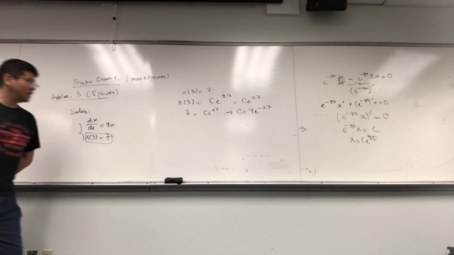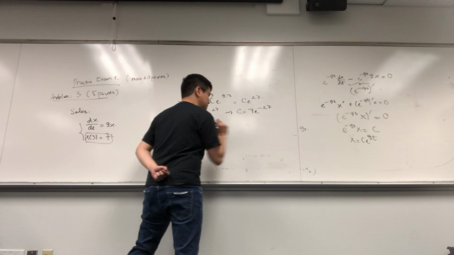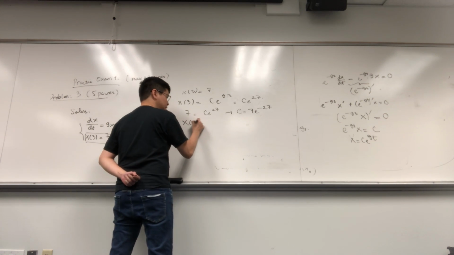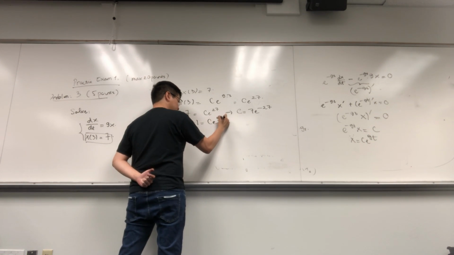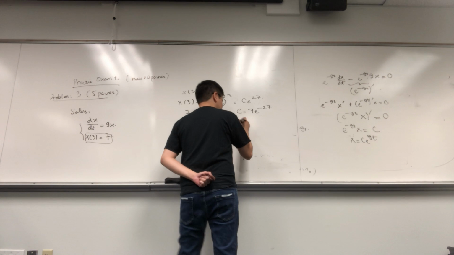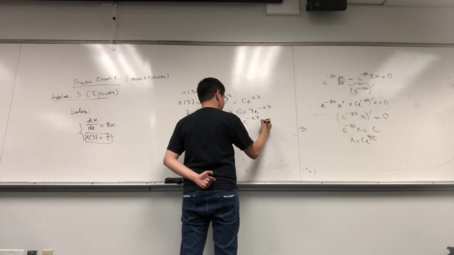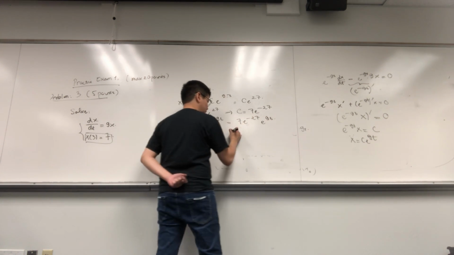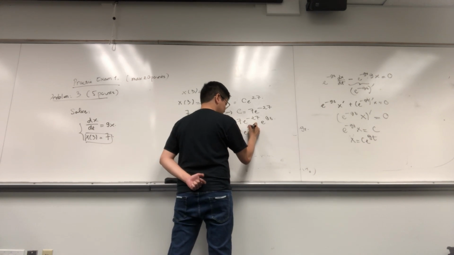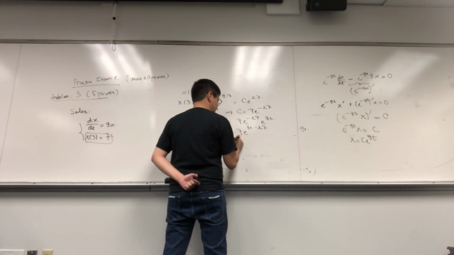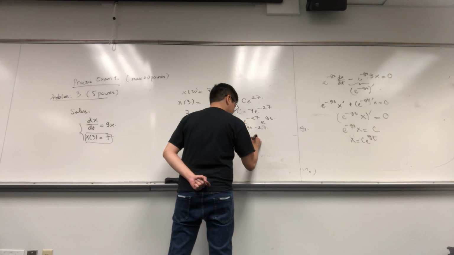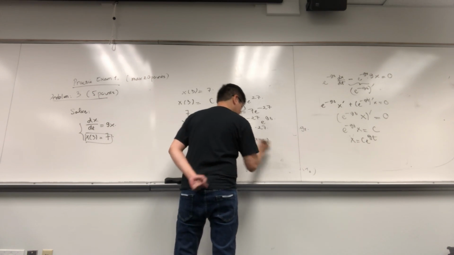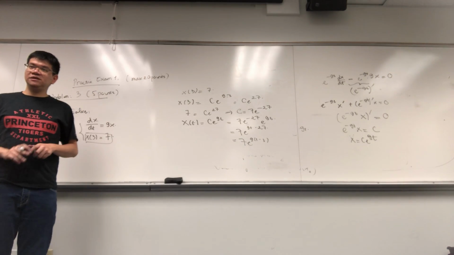All right? Now you replace that. You have x(t) is c e to the 9t, and this is 7 e to the power minus 27 e to the 9t, and this is 7 e to the 9t minus 27, and this gives me 7 e to the 9 times t minus 3. This is the solution of the equation.